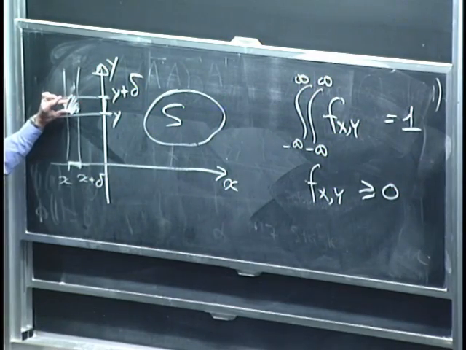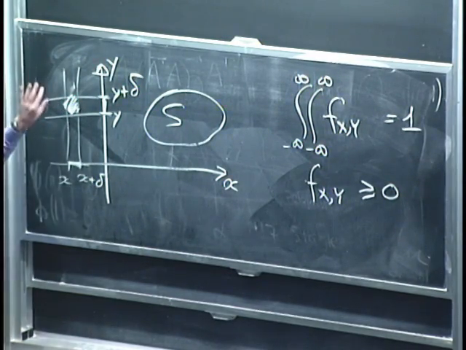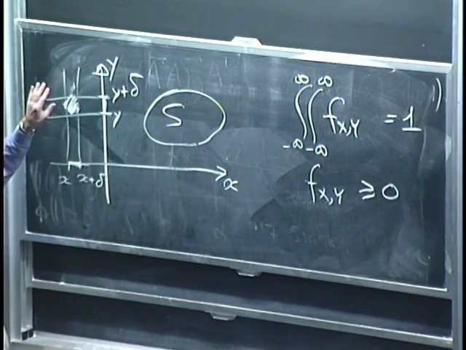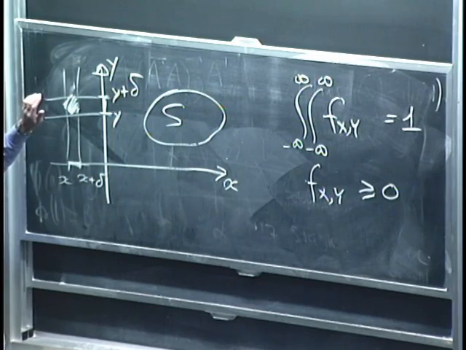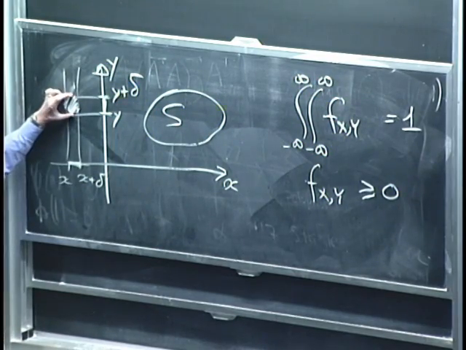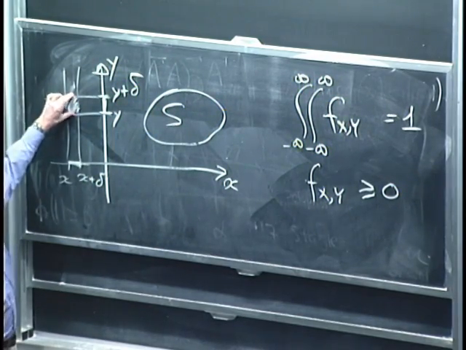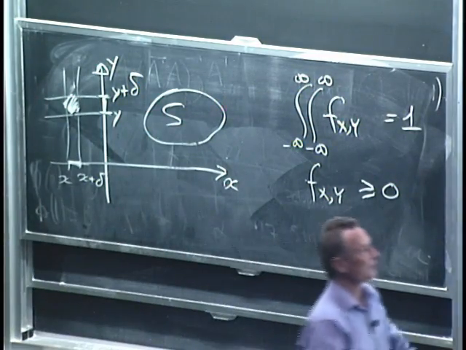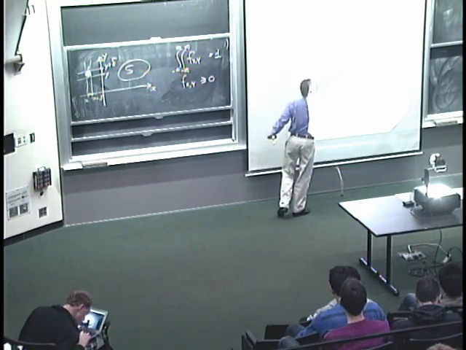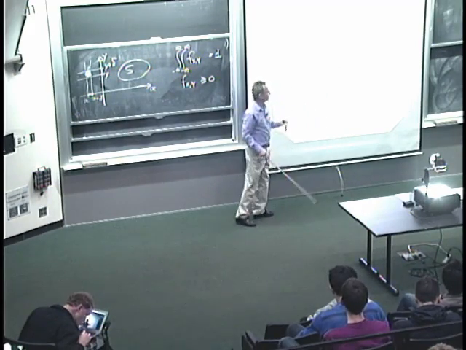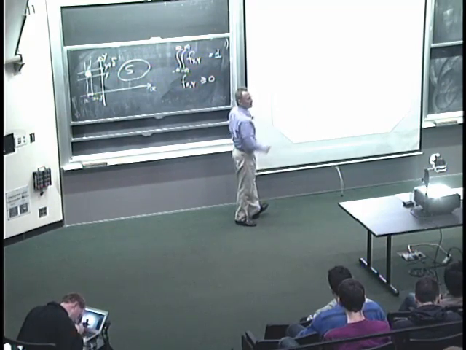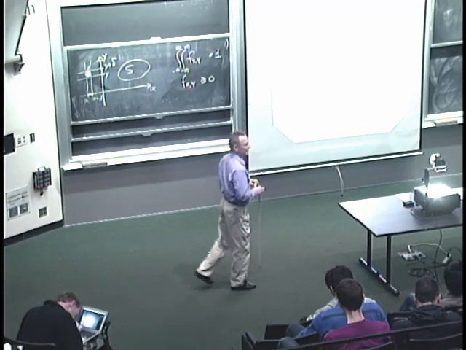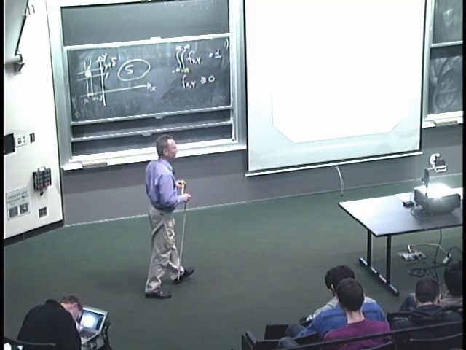Now, if the rectangle is very small, the joint density is not going to change very much in that neighborhood, so we can treat it as a constant. So the volume is going to be the height times the area of the base. The height at that point is whatever the function happens to be around that point, and the area of the base is delta squared.